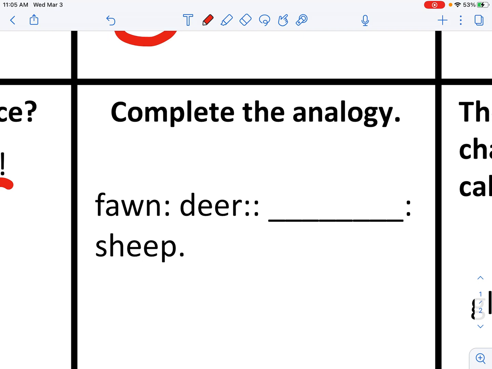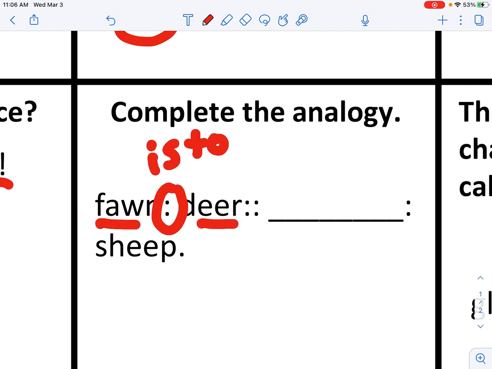In this problem, you can see some of the colons, and those are used to represent words. Let's talk about how we can understand those colons. The first one, fawn, I want you to circle yours. Those two dots mean "is to," meaning these two are related somehow. So a fawn is to a deer. How does a fawn relate to a deer? Well, I know a fawn is the name for a baby deer.